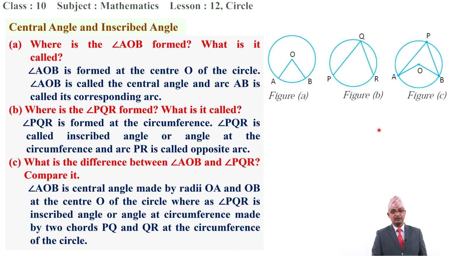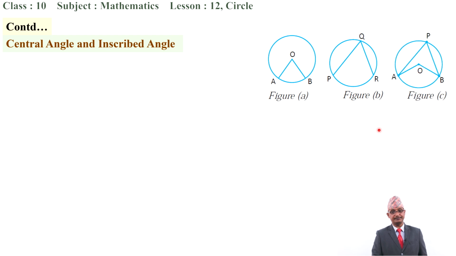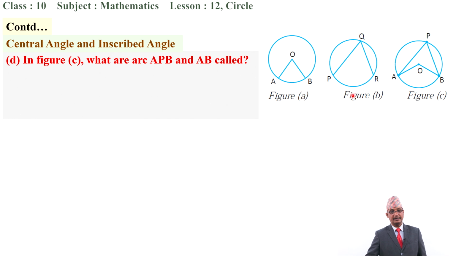Now look at this third figure. The question is, in figure C, this is arc APB, what are arc APB and arc AB called? Can you guess? Yes, good try. If the length of the arc is less than the semicircle, then it is called what? Minor arc. So here AB is the minor arc.